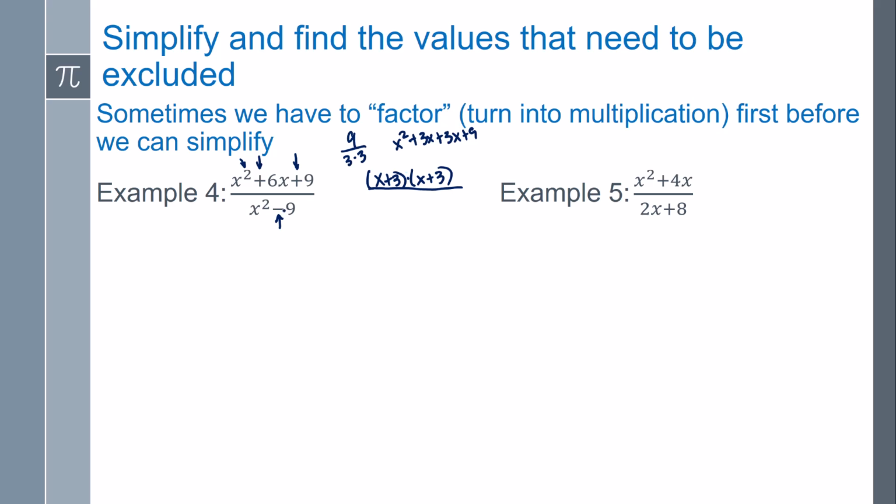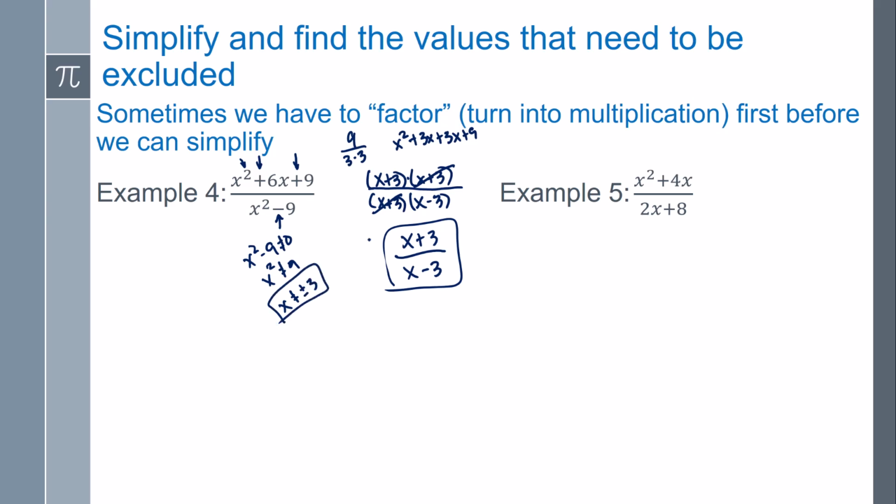This x squared minus 9 is a difference of squares. That's x plus 3 and x minus 3. So now what reduces is going to be that. So here's my reduced answer. Now set it equal to 0. Add 9. Square root. X can't equal plus or minus 3. Or you can look at this and set each one of those equal to 0.